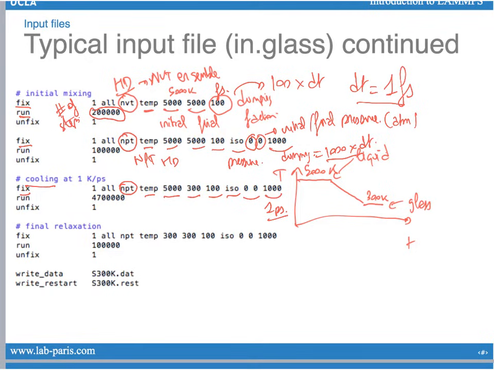For example, here in the first fix block, you instruct LAMMPS to do an NVT simulation at 5000 Kelvin, and you want LAMMPS to do this for 200,000 steps. Since each step is 1 femtosecond, here you are doing 200 picoseconds of molecular dynamics. You are doing 200,000 cycles of molecular dynamics. And LAMMPS will do that until you put the command unfix.